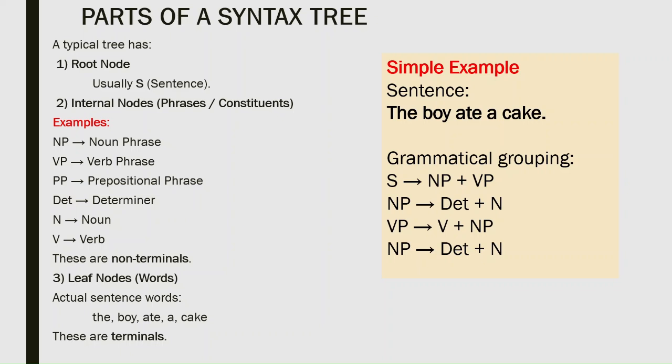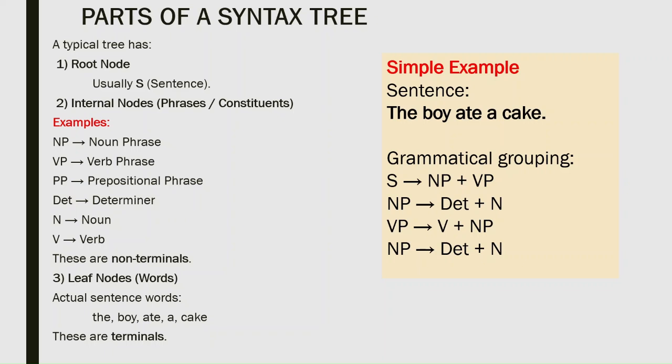Please listen to this carefully. A typical tree has a root node. Usually we take the root node as S, which is a start symbol, and internal nodes, which are phrases and constituents. For example, NP we define as a noun phrase, VP as a verb phrase, PP as a prepositional phrase, DET as a determiner, N noun, V verb. So these are all non-terminals. Leaf nodes will be the actual sentence words like the boy ate a cake.